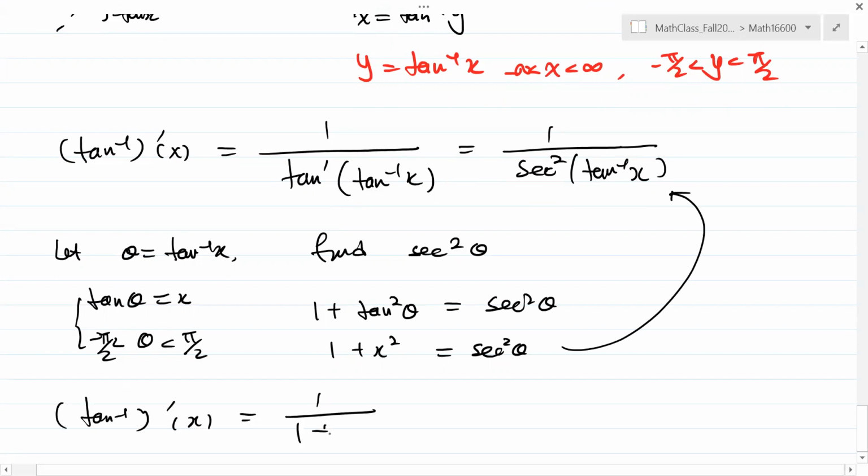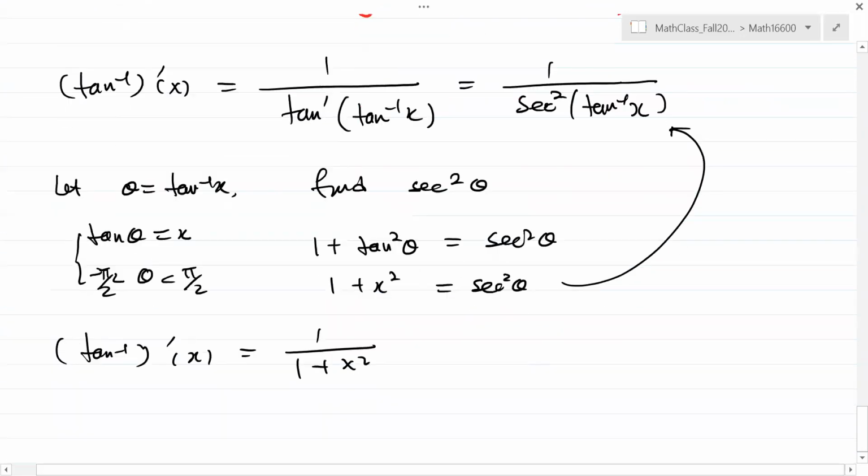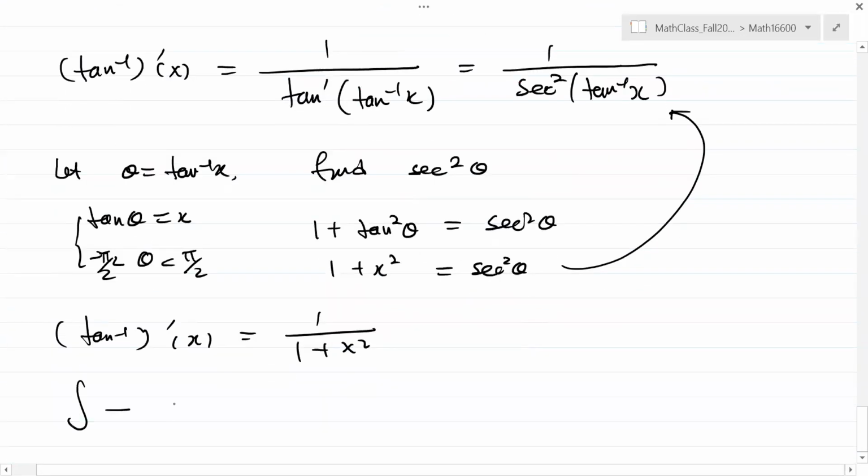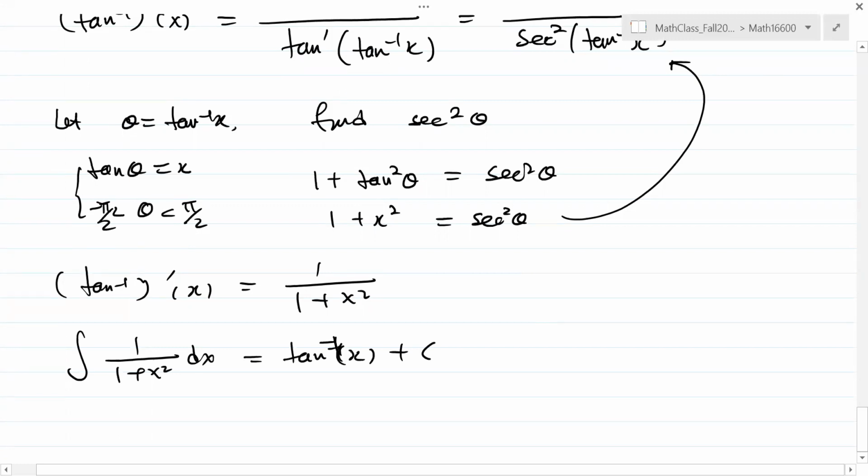So this gives us that the derivative is going to be 1 over 1 plus x squared. So next time if you see an integral like 1 over 1 plus x squared, then this will be arctangent x plus a constant. All right. Okay, x is an arbitrary x.